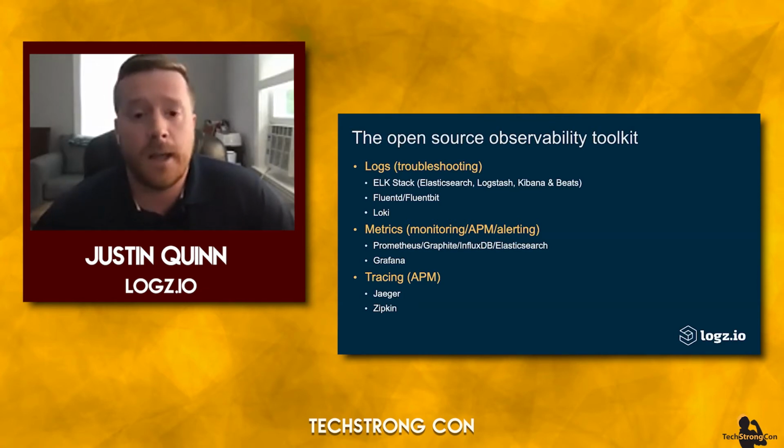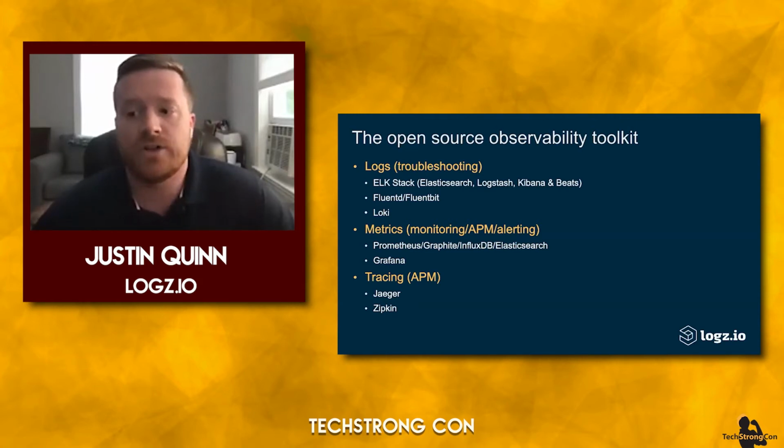For metrics, within the market today, most users are using a combination of either Prometheus, Graphite, InfluxDB, or Elasticsearch with a front-end visualization tool of Grafana. And we'll go into more on what these tools mean down the line here.